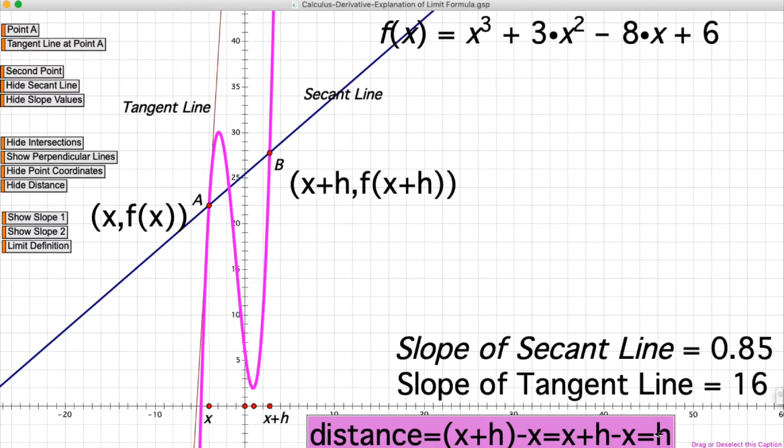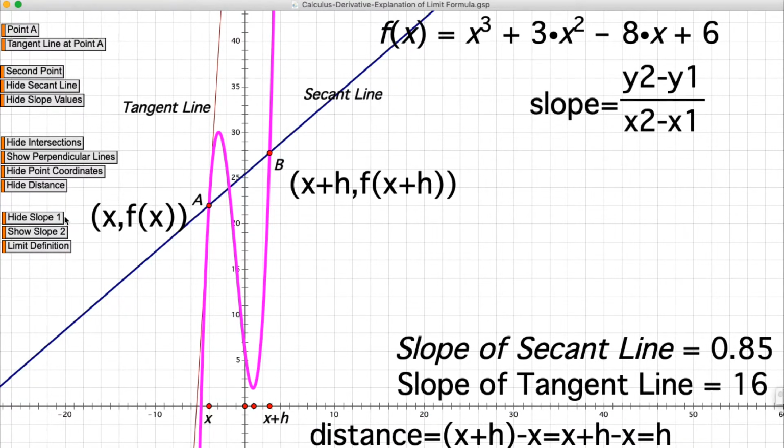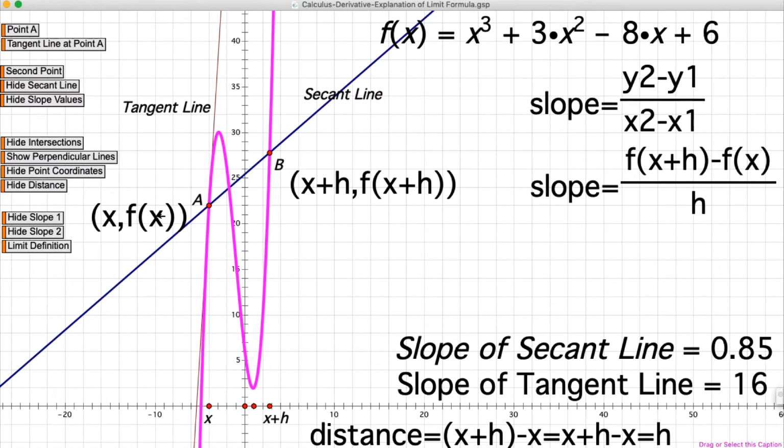Now I'm going to use that to look at the slope of my secant line. The slope of my secant line is change in y over change in x, or y2 minus y1 over x2 minus x1. If I simplify this a little bit and plug in x comma f of x and x plus h comma f of x plus h, then I see that my slope is going to be f of x plus h minus f of x over x plus h minus x, which is h.